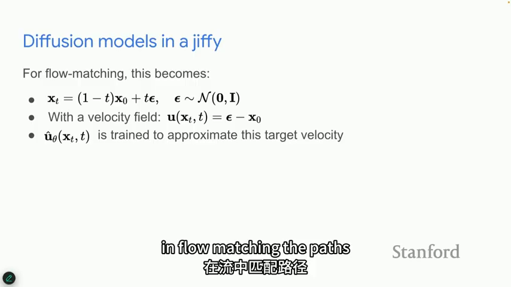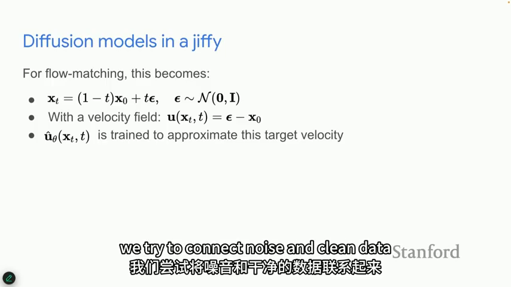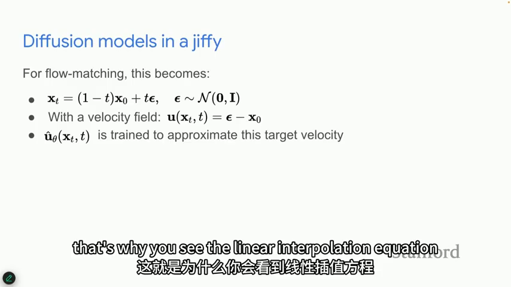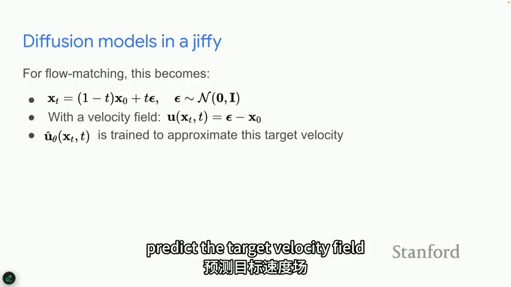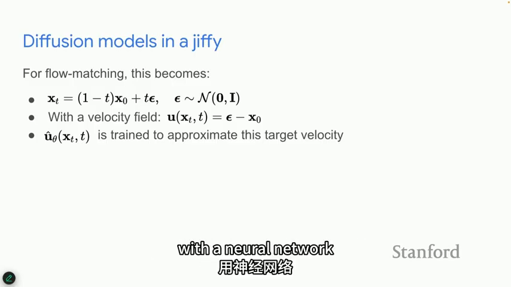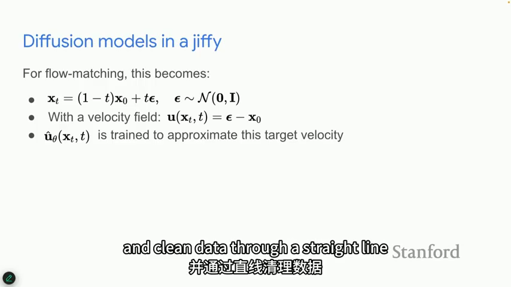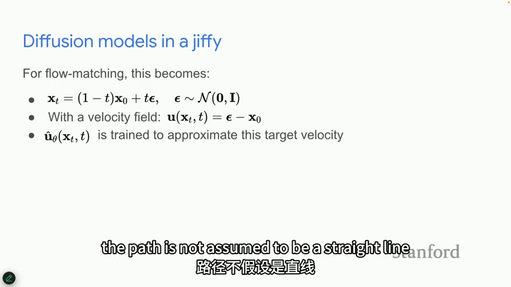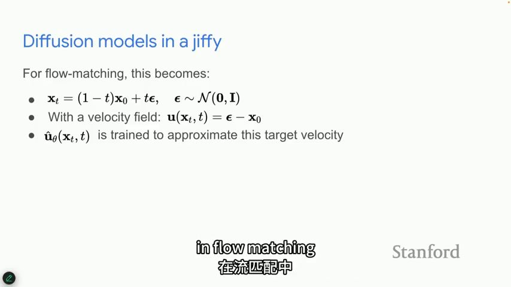In flow matching, the paths become more straight. We try to connect noise and clean data through a straight path. That's why you see the linear interpolation equation in the first point. And we try to predict the target velocity field with a neural network. So the key takeaway here is we try to connect noise and clean data through a straight line. But in diffusion models, the path is not assumed to be a straight line. So that's why you will see a lot of simplification in flow matching.